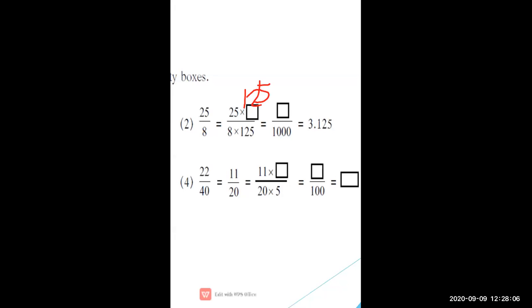Here will be 125. The main answer they have already given, you are not going to solve it. The main answer is 3125. That means on the top it will come 3125 and upon 1000, and the main answer is 3.125. Okay. Now moving to the next question, that is the fourth question.